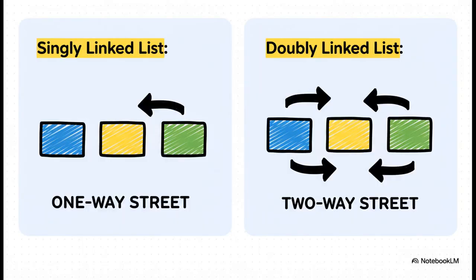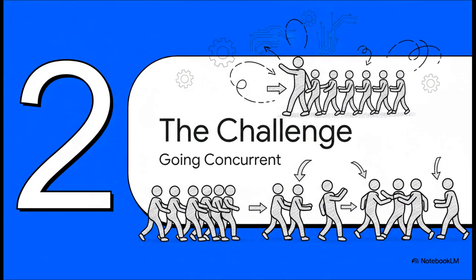And this is where a really important distinction comes in. A singly linked list is a one-way street. You can only move forward. But a doubly linked list, that's a two-way street. Each person in the conga line also knows who is directly behind them. Now tuck that little detail away because it is absolutely crucial for the solution we're going to see in a bit. Okay, so a conga line sounds simple enough when it's just one line, right?